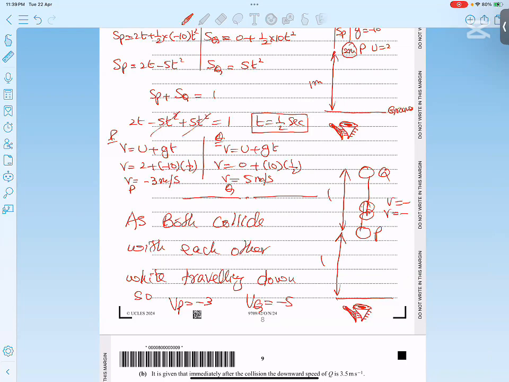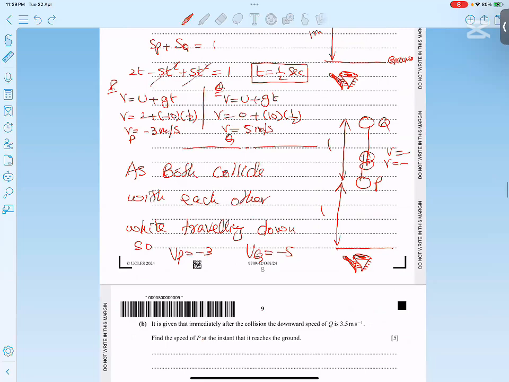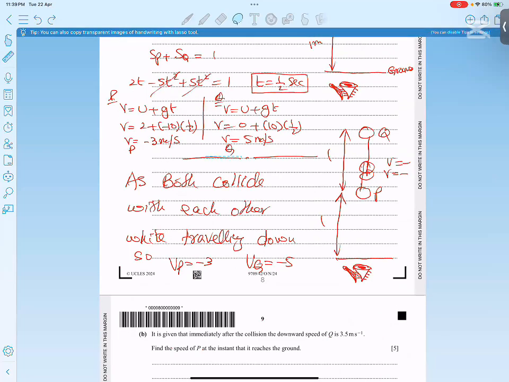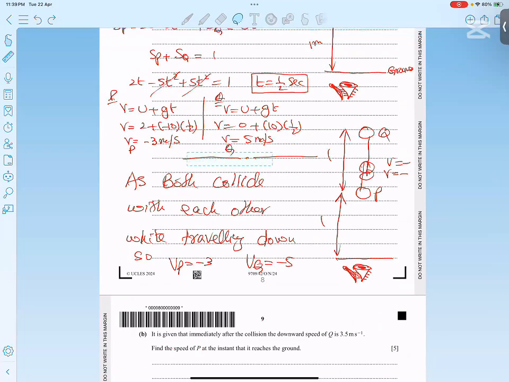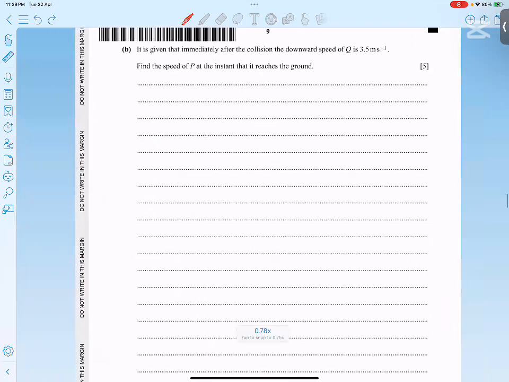So this is a critical point, and he was asking us speeds. Speeds are positive. Speeds are not a problem. So speed of P is naturally 3, and speed of Q is 5. These are my final answers, meter per second and meter per second. But this data is very important, and we'll utilize it in the next part. So let's try to do the next part.